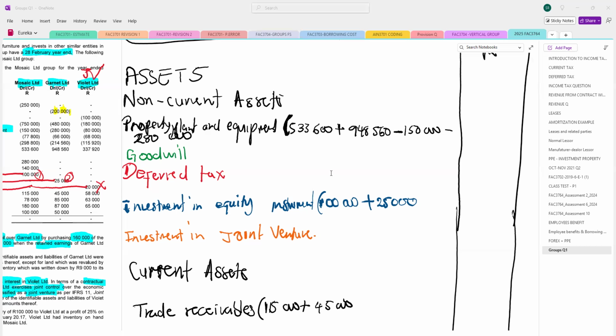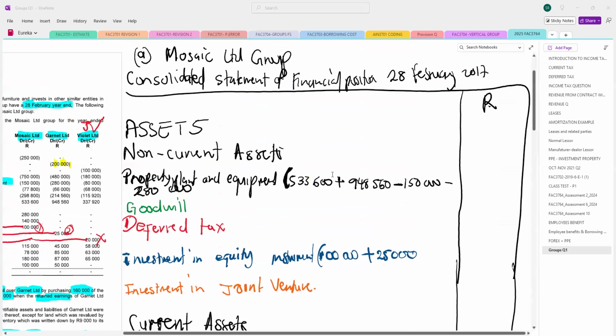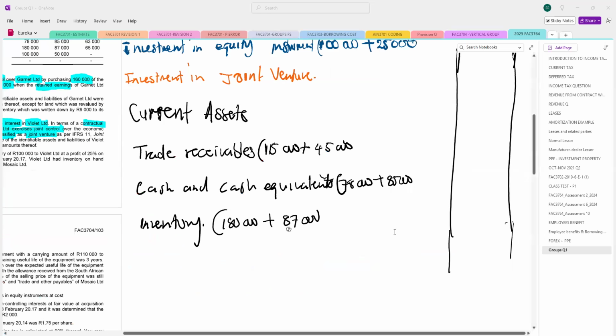Perfect. Right, so we've got this part, and you see, guys, I've left my brackets open. All my brackets are open, like I said, because I'm still going to eliminate common items. I'm still going to eliminate intra-group transactions. So at this point in time, I'm going to leave this for now, and then I'm going to go finish off my analysis.